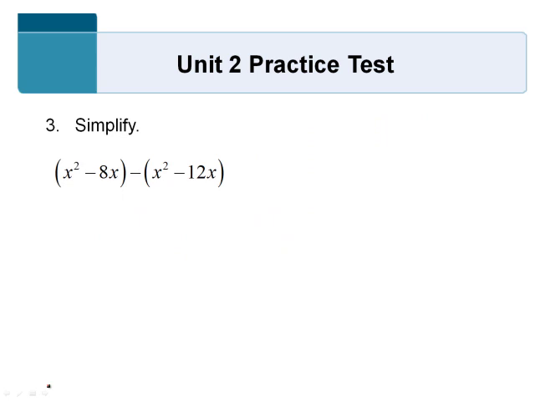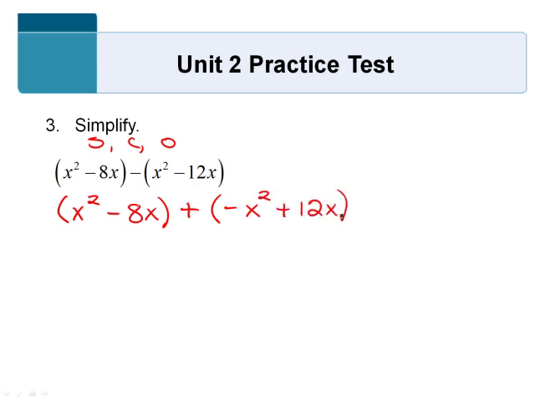All right, number 3, we have another subtraction problem. So remember, keep the first one the same. Okay, we're still doing same, change, opposite. The first one stays the same, 8x. Now, the sign in the middle of the subtraction becomes addition. Change that and take the opposite of everything in the second polynomial. So that becomes a negative x squared and a positive 12x.